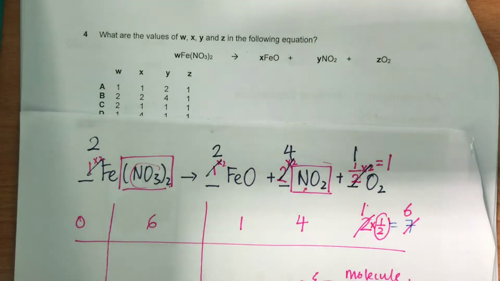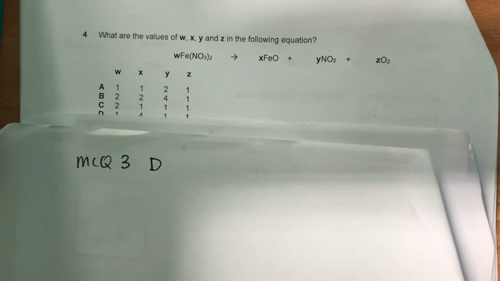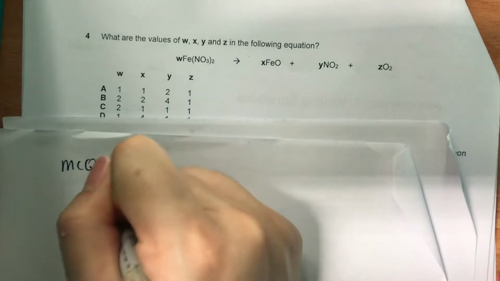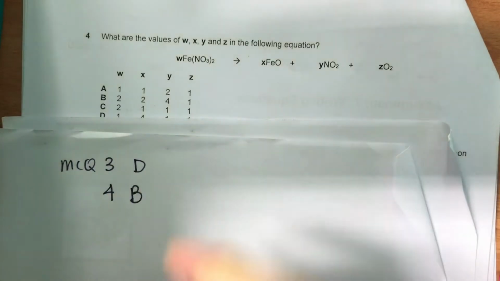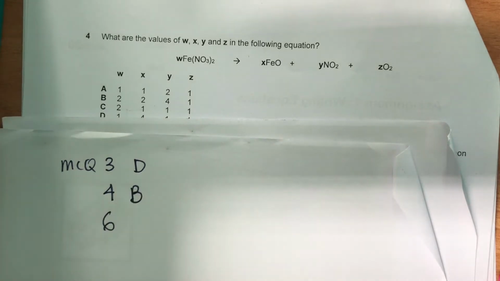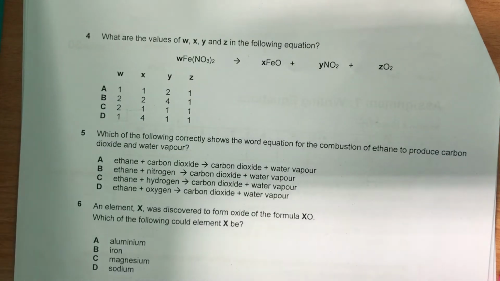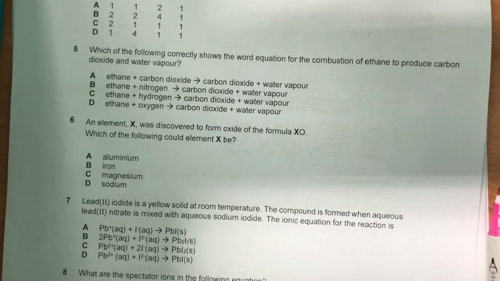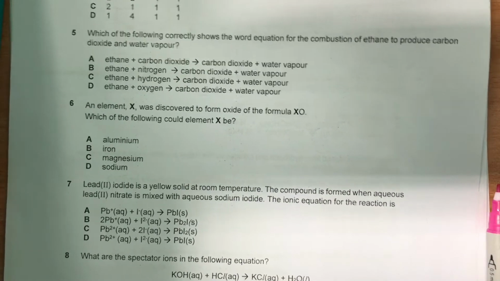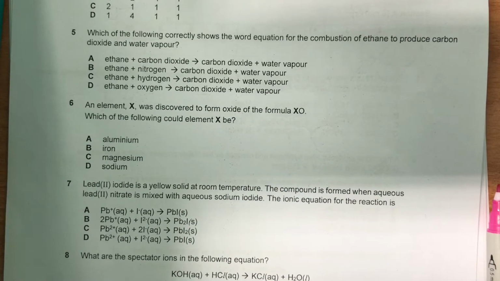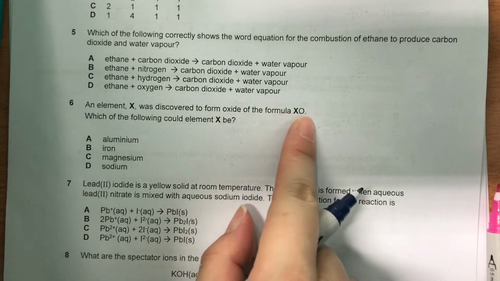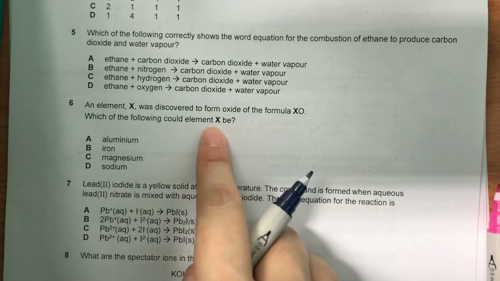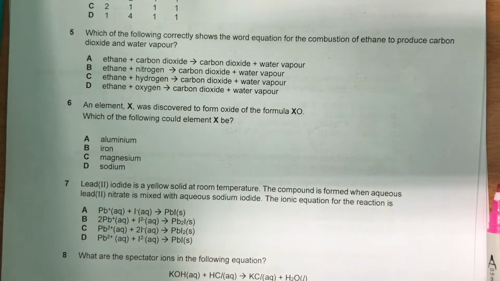So question MCQ 4, the answer is B. Okay, we have the next question, question 6. Okay, on page 94, that's been allocated to you. An element X was discovered to form oxide of formula XO. Which of the following elements can be element X? Okay, this is just on formula.